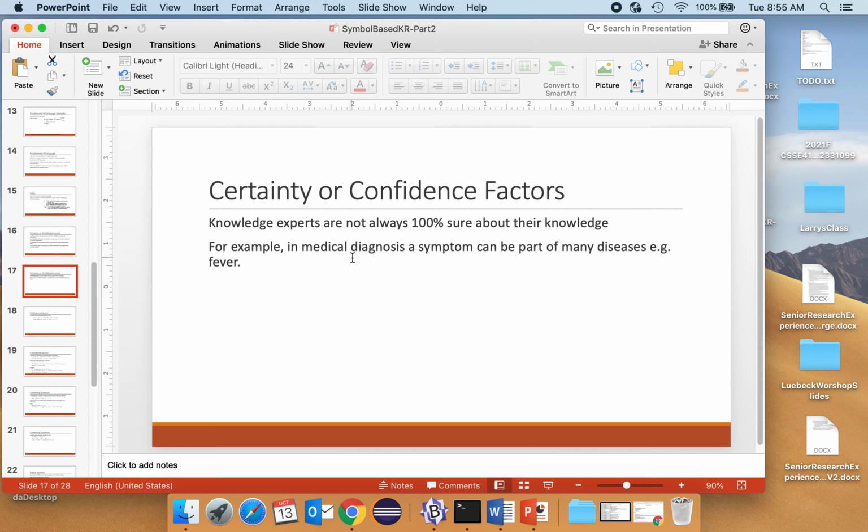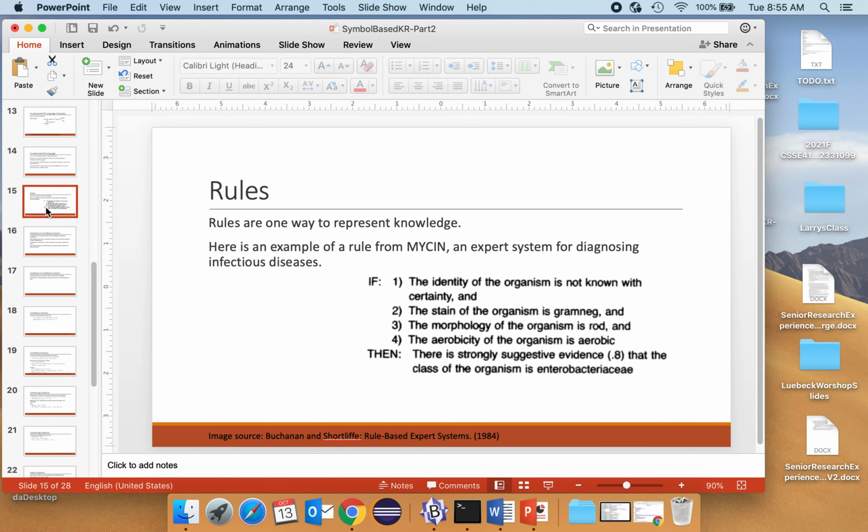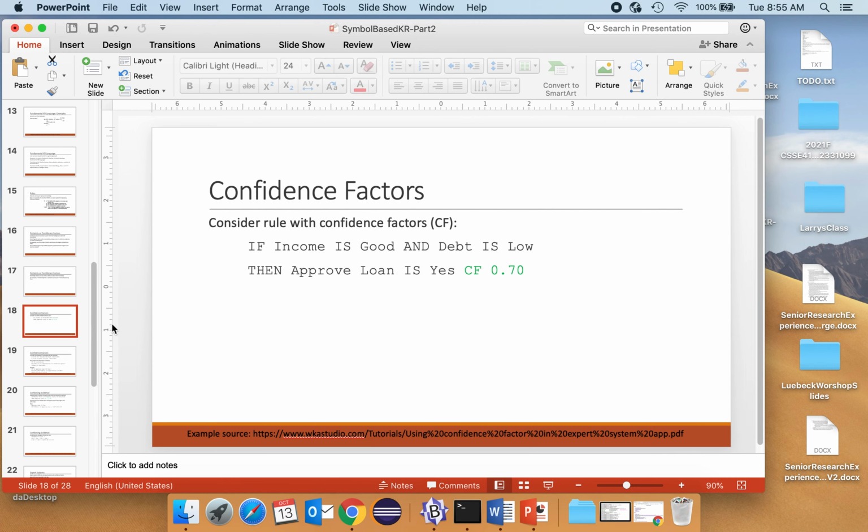If you see a doctor every so often, medical diagnosis a lot of times falls in this category. We're not 100% sure, but we take the best guess and then treat it. This rule has a confidence factor associated with it, but typically we chain rules along, and we'll see that in a moment. At some point, we have to combine these confidence factors. So let's see how we might do that.